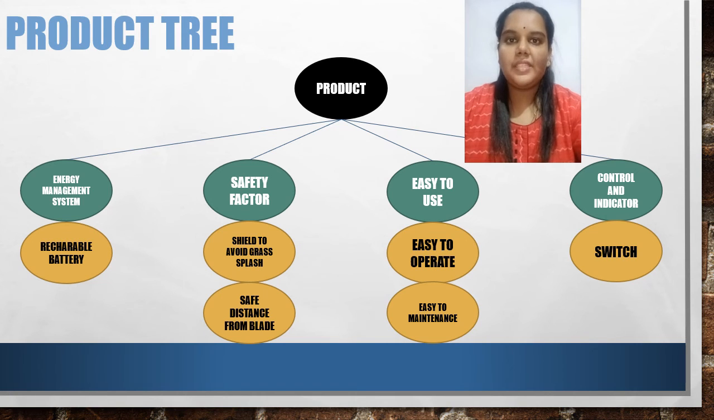So now I want to explain about the product tree. Below the product there are four main advantages to our project, which are energy management system, safety factor, easy to use and control, and indicator. First of all, for the energy management system, we use a rechargeable battery. Secondly, for the safety factor, we fixed a shield to the hold to protect us from the grass splash. Also make sure they have a safe distance from the blade.